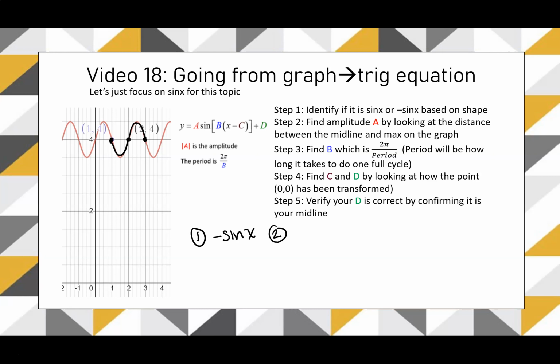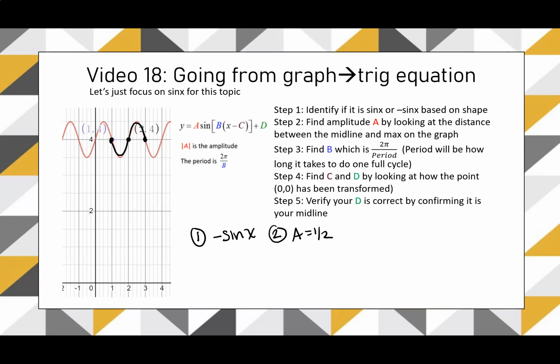Step 2 is find the amplitude. Well, this is a little trickier, right? This is a 1, that's a 2, this is a 3. So this is actually an amplitude of just from here to here is a half, because your 5 would be here and your 4 is here. So that's going to be an amplitude of 1/2. Don't see that too often, but it does happen.